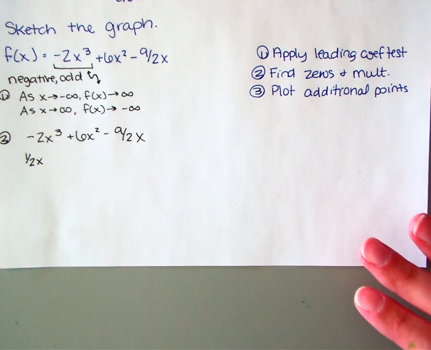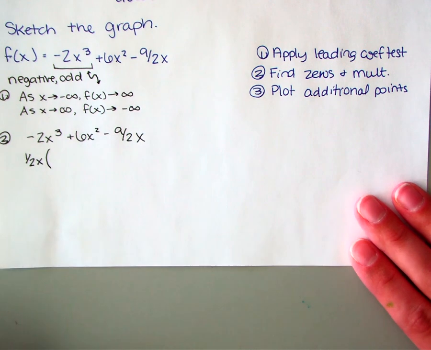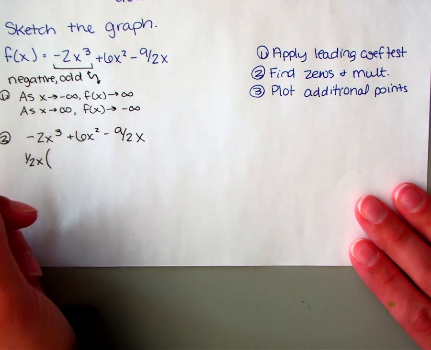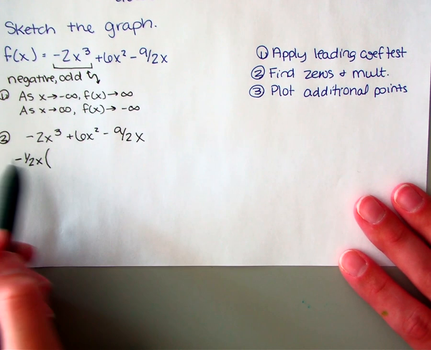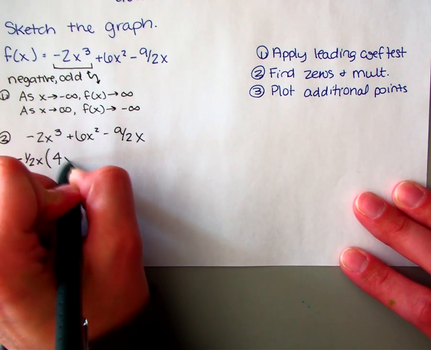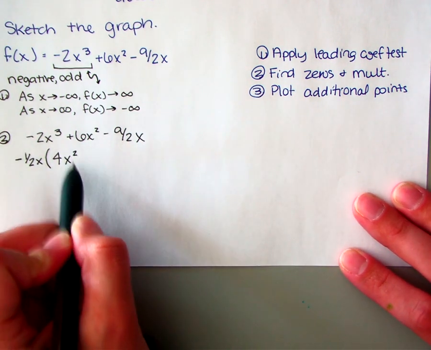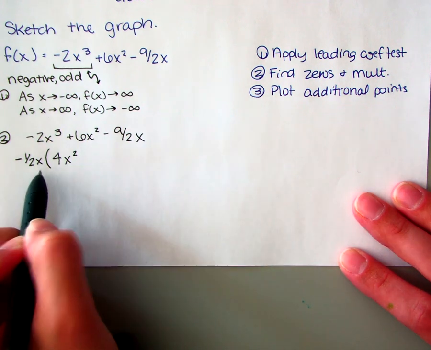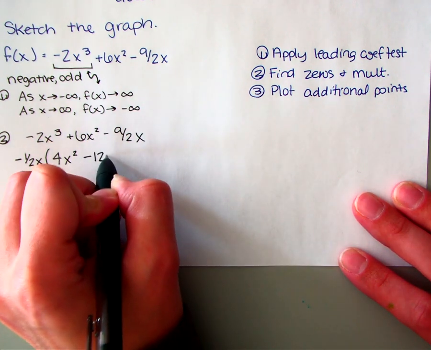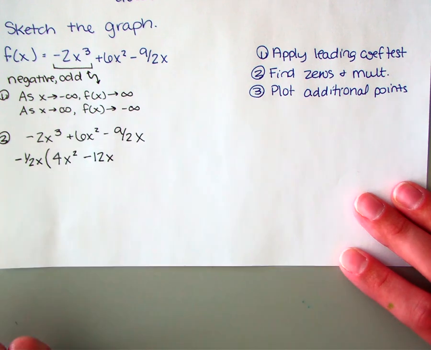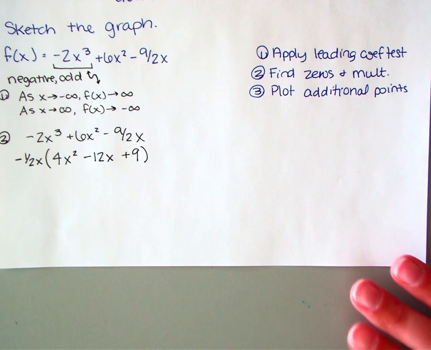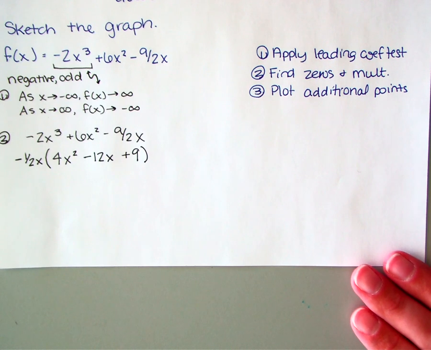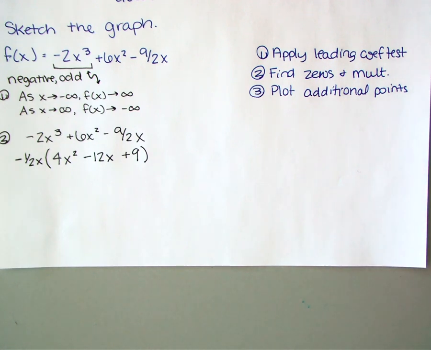When I take out a 1/2 x, that means that my leading coefficient, I'm actually going to take out a negative 1/2 x since my leading term is negative. So in here, I'm going to have a positive 4x squared, negative 1/2 x times 4x squared gives me negative 2x cubed. Negative 1/2 x times a negative 12x gives me positive 6x squared, and a negative 1/2 times a positive 9 gives me 9/2 x. So initially it's kind of tricky, but once we take care of that, it should be pretty good to go.